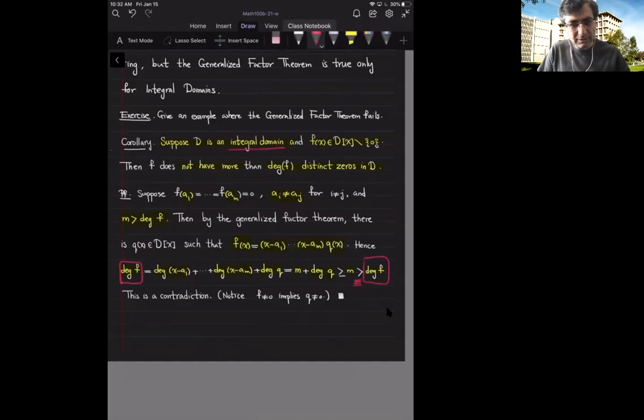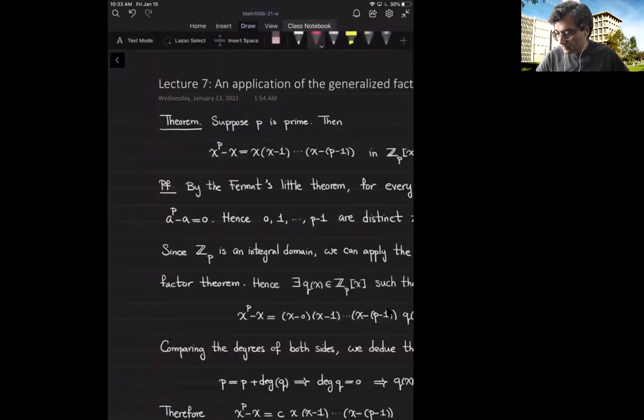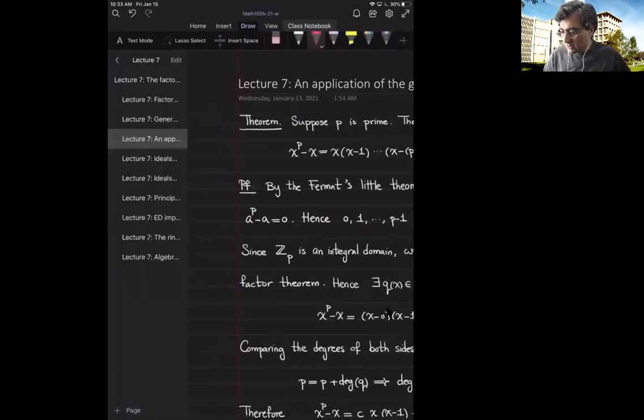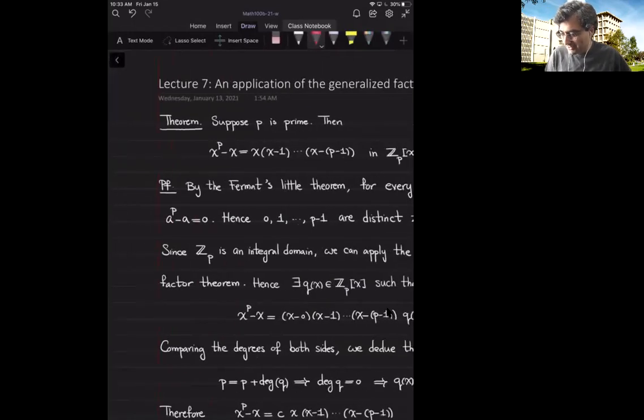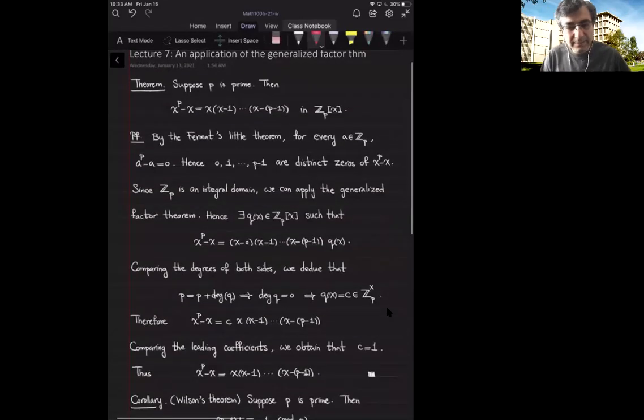The proofs were not that complicated, but now we get an interesting conclusion in classical arithmetic, classical congruence arithmetic. Okay, so let's see what I mean by that. The interesting application of the generalized factor theorem is the following.